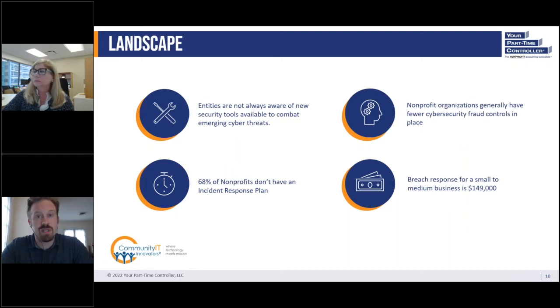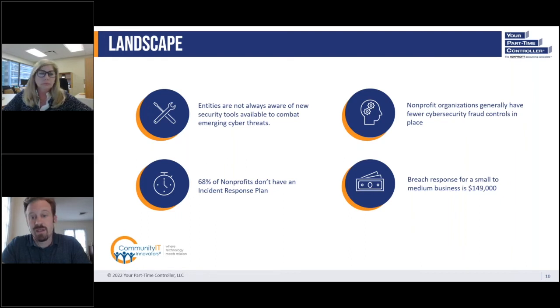N10, which is an organization that does a lot of work around tech, did a survey a few years ago, and they identified about 68% of nonprofit organizations didn't have an incident response plan. And that incident response plan really helps an organization define what they're going to do when something bad happens, because breaches can be a significant expense. In fact, we see that the average breach for a small business is about $149,000. So again, it doesn't grab the headlines, maybe like a $1 million breach like we see in the news, but that's still a significant impact.